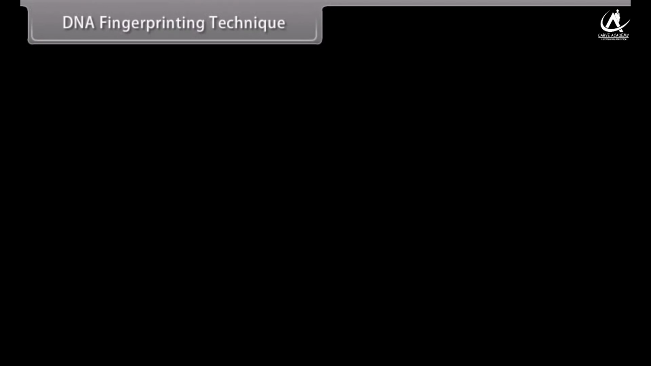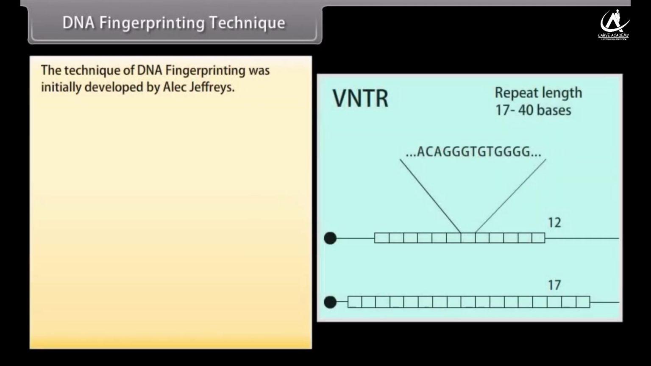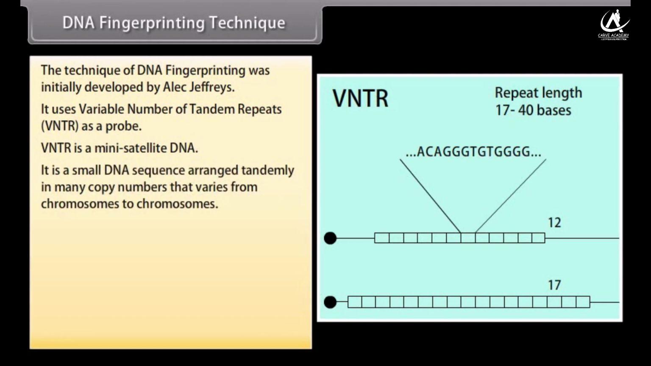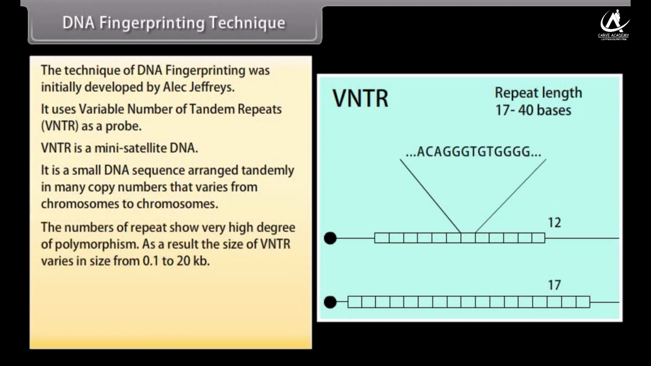DNA fingerprinting technique. The technique of DNA fingerprinting was initially developed by Alec Jeffreys. It uses variable number of tandem repeats, VNTR, as a probe. VNTR is a mini-satellite DNA. It is a small DNA sequence arranged tandemly in many copy numbers that varies from chromosome to chromosome. The number of repeats shows very high degree of polymorphism.